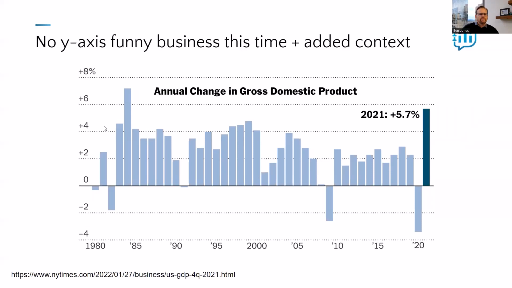If we get rid of that y-axis funny business, as I call it here, it's still a big increase, thankfully, but not quite as big. Also more time we're looking at here. We can see it in context of additional increases in GDP. But what we need to appreciate, and maybe again, more importantly than this small detail with the y-axis, is the fact that we're talking about change in GDP, right? Percent change, not change itself, not GDP itself.